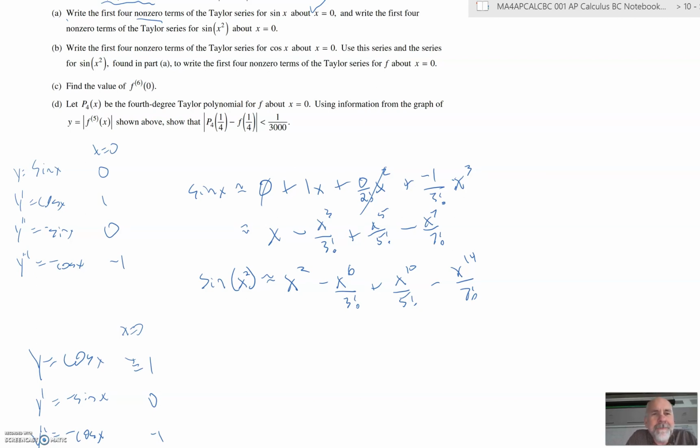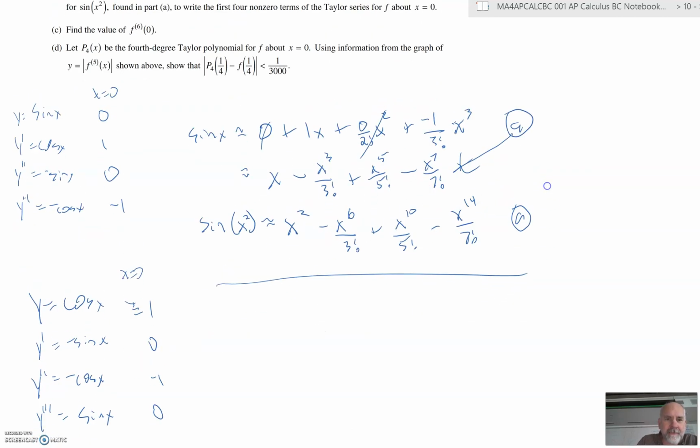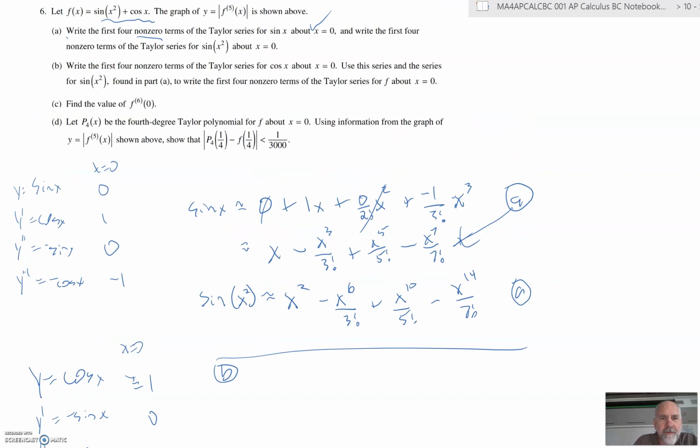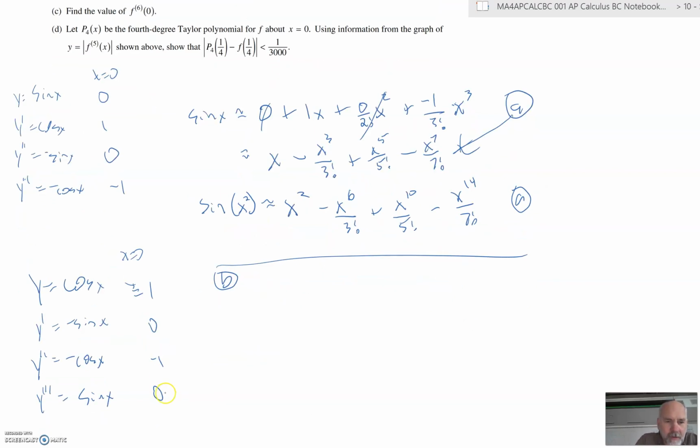All right, so that's the first part, A. Question, the second part. They always divide them up, but I didn't divide it up for you. Question B. Write the first four terms of cosine x. Okay, so here's my derivatives.